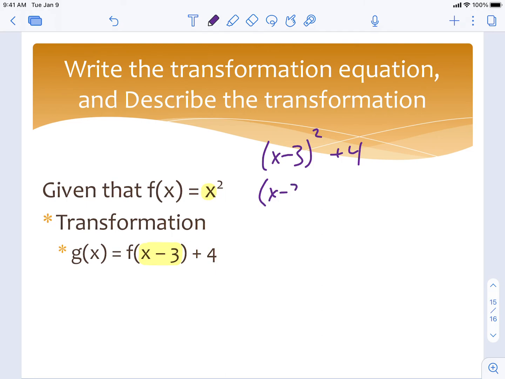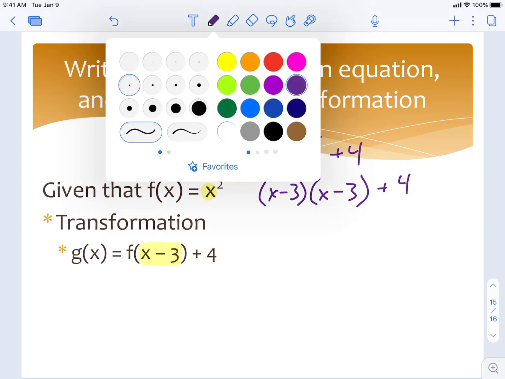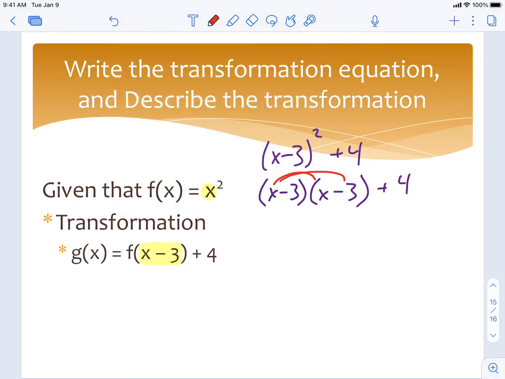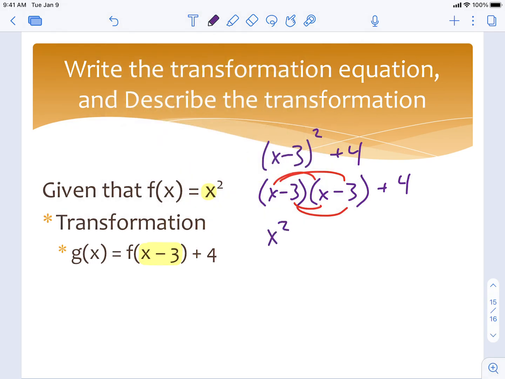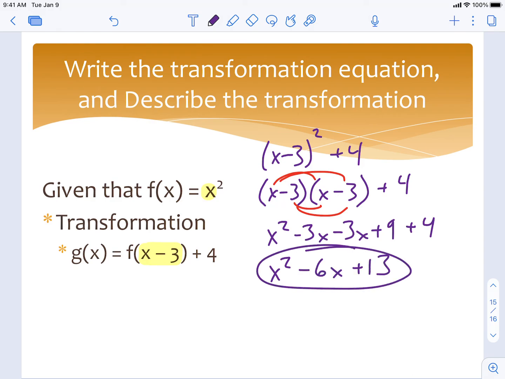So x minus 3 squared is x minus 3 times x minus 3. No, it's not x squared minus 9. We'll FOIL this out. And we get x squared minus 3x minus another 3x plus 9 plus 4. And now we're just combining like terms. x squared minus 6x plus 13. All right, so that's the transformed function.